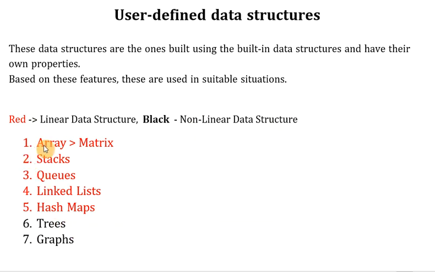You can see here array, which is referred to as matrix in Python. Mostly we will use the matrix, so there we are going to use the array. Another one is stack, queue, linked list, and hash maps. These first five are linear data structures, and the sixth and seventh, trees and graphs, are non-linear data structures. All these seven are user-defined data structures, which work on top of the built-in data structures. Now let's see each one.